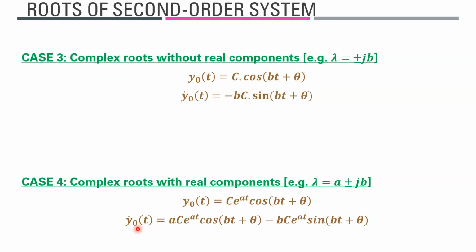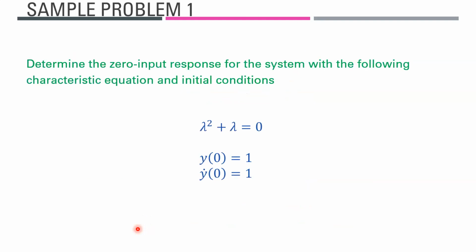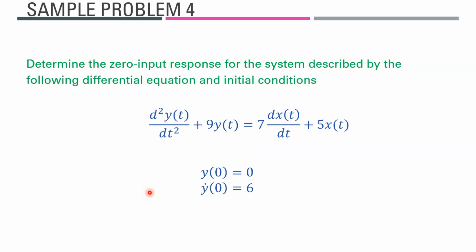Here I have prepared four different sample problems with four different roots, in order for you to practice the equations given in the previous two slides. This is problem number 1. For problem number 2, you are given the characteristic equation and initial conditions. Find the zero input response. This is for question number 3 and question number 4. I will see you in the other video where I will show you the solution to all these sample problems. Thank you.